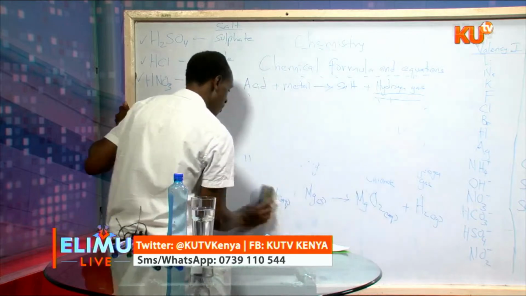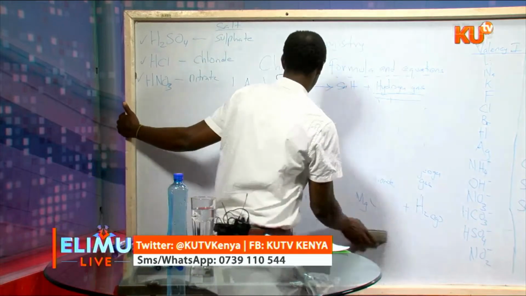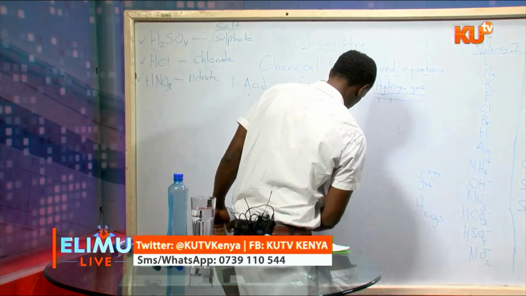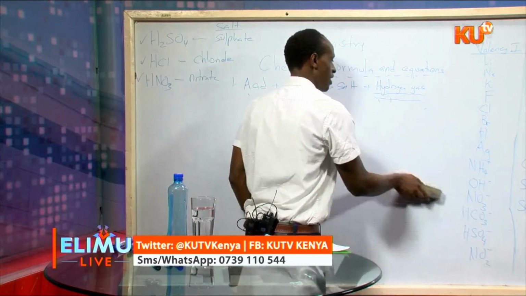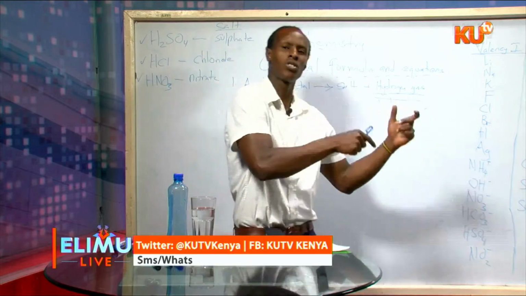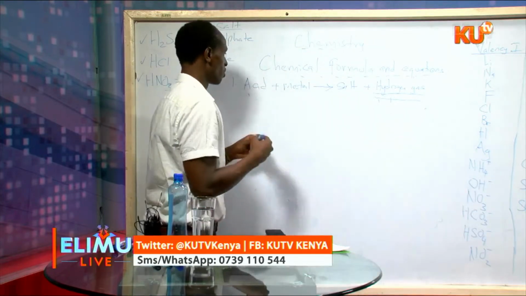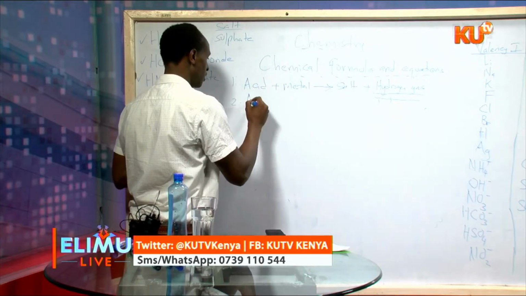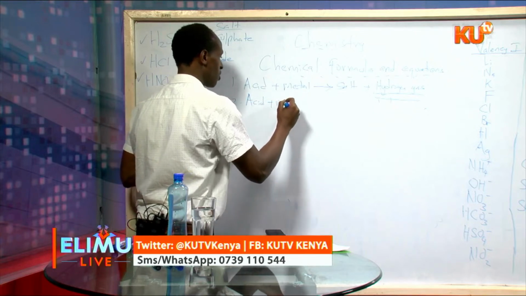Now let's move to other type of reactions which you will encounter as you are studying chemistry from Form 2 to Form 4. We'll also have acid plus metal oxide. You can always react an acid and a metal oxide. A metal oxide, remember now, has combined with oxygen. So it's not on its own. So number 2 is acid plus metal oxide.